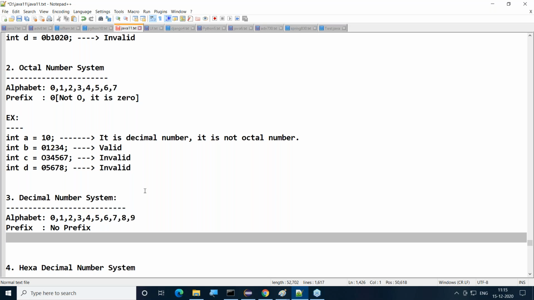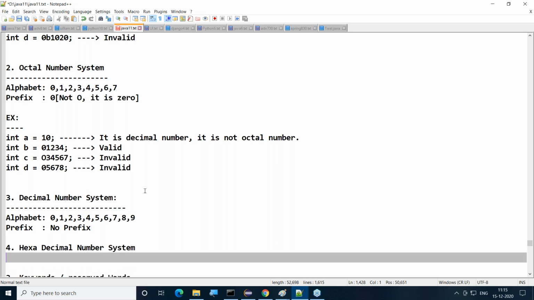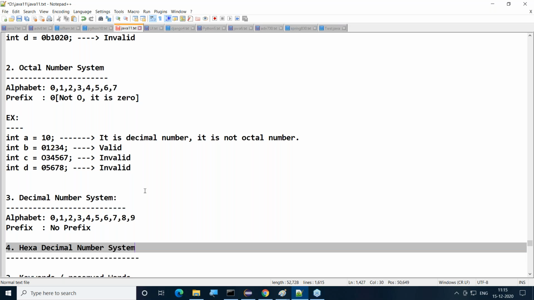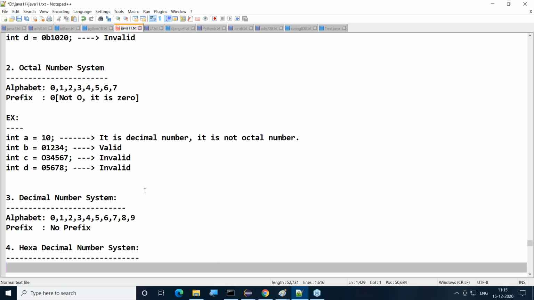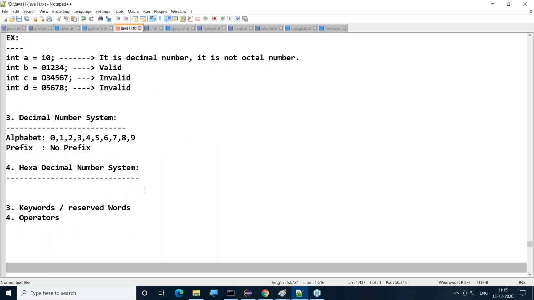After completion of this, examples are also not required. Just we can leave it. Normally, whatever values are provided are by default a decimal number system only. It is not required to discuss anything about it, as we are already aware of decimal number systems.